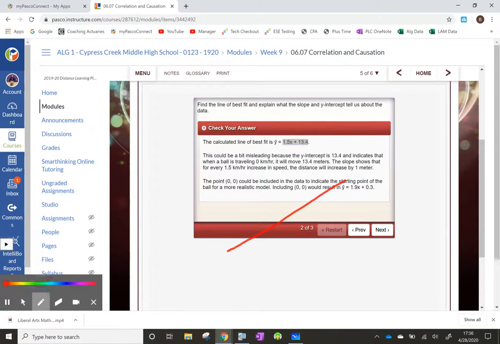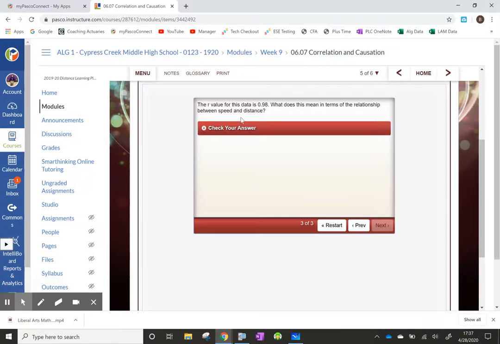Hopefully you remember how to do that. But they've made up their own equation. Again, if you were to make up your own, it might be slightly different than this, but it should be pretty similar. So they have an R value of 0.98. Now, 0.98 is very close to 1, which tells me that this would be a very strong correlation and very positive correlation as well. It's a positive number, and it's very close to 1.